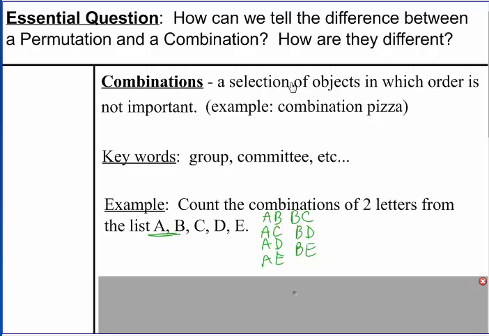Same thing with the C and the B. That's the same as BC. Okay, CB and BC are the same thing. The order does not matter, so it's the same group. So we'll start with C, and we'll do CD and CE. And then you have DE. So then we can count to see how many combinations there are. So we got 1, 2, 3, 4, 5, 6, 7, 8, 9, 10. So there are 10 combinations of selecting 2 letters from the 5.